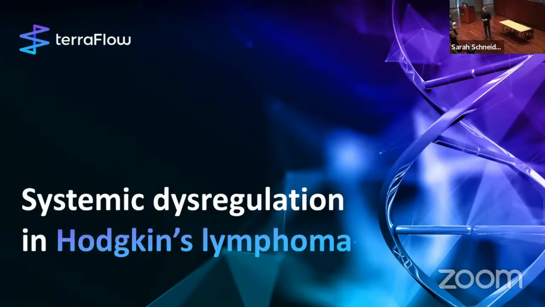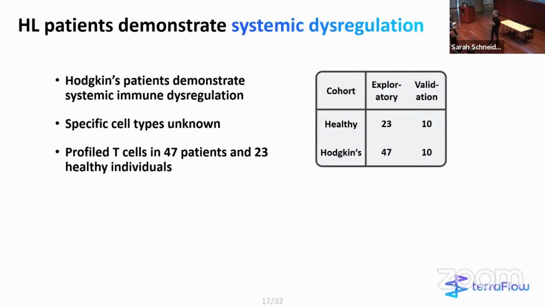That was pretty theoretical, so let me bring it back with a real example. We know that patients with Hodgkin's lymphoma demonstrate systemic immune dysregulation. If you expose these patients to an antigen subdermally, their immune response is not the same as a normal individual. But the exact cell types that drive that dysregulation are yet unknown.